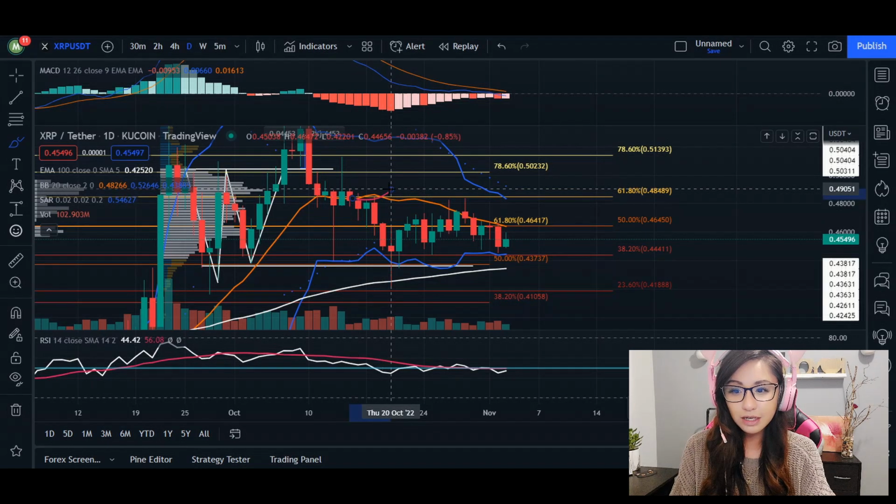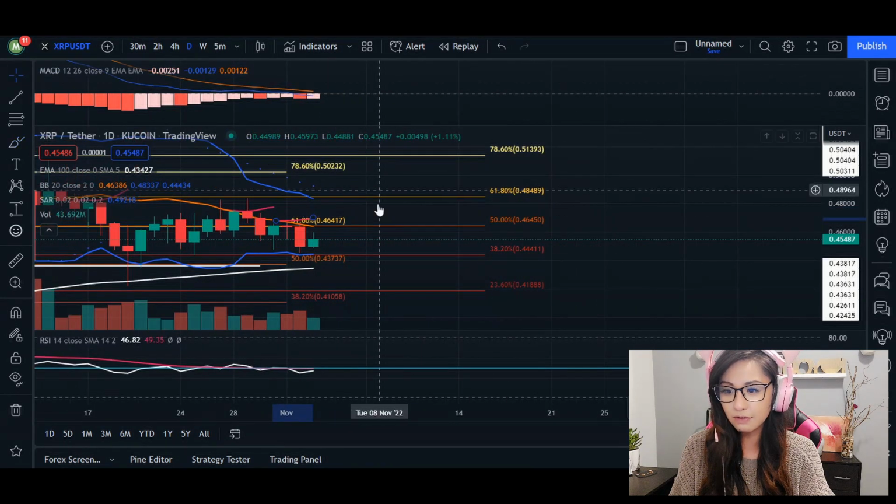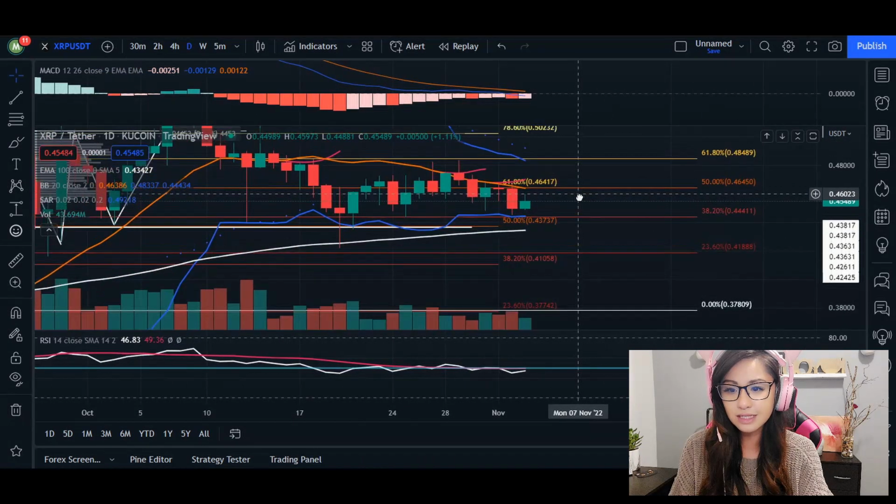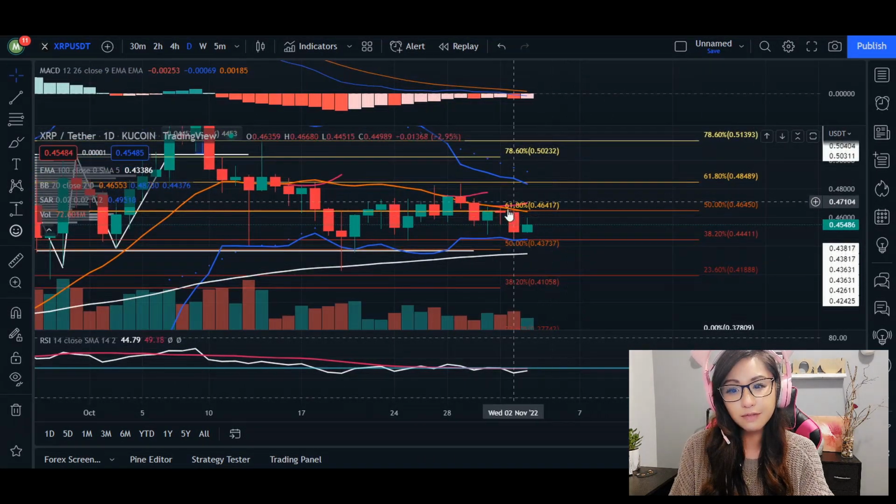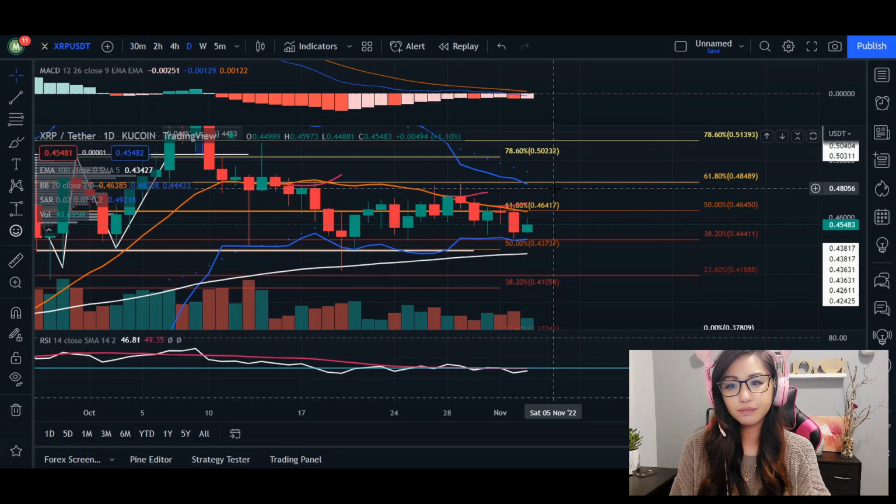So we can see here a rejection of our 20 MA here as well. And we can ultimately see all of these candlesticks getting rejected from the 20 moving average. So it is a known area of resistance. And if we're able to close above that resistance level, then it is going to give us a breakout into the uptrend.